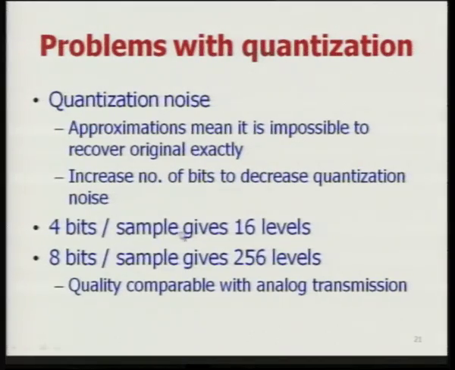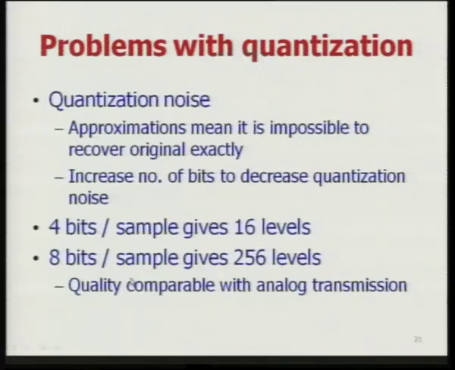If I use 4 bits per sample, it will give me 16 levels. And if I use 8 bits per sample, it will give me 256 levels. It has been found that with about 8 bits per sample, you get quality which is almost comparable to analog transmission. If you are looking specifically at voice transmission, 8 bits per sample, which gives about 256 levels, gives a quality which is comparable to analog transmission. So, with 8 bits per sample, you reduce the quantization noise and get pretty good transmission quality. Now, let us look at how we arrive at the data rate for this signal.